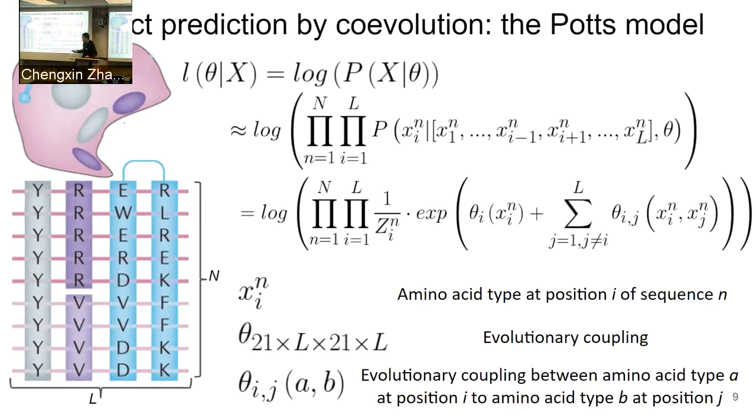Are i and j adjacent along the linear sequence? They don't have to be. They can be in any position in three dimensions. Any two positions, they don't have to be adjacent in the primary sequence.